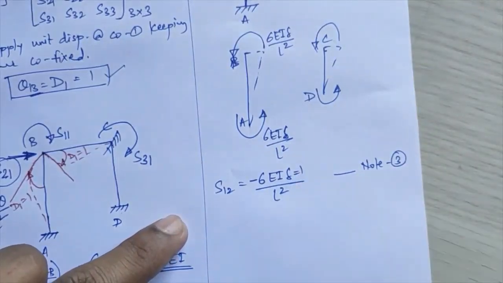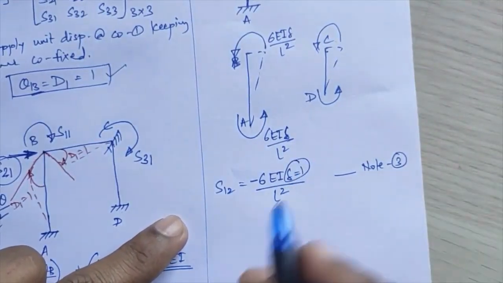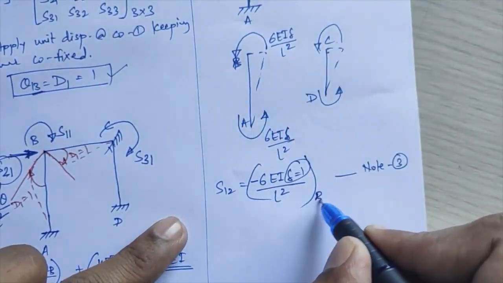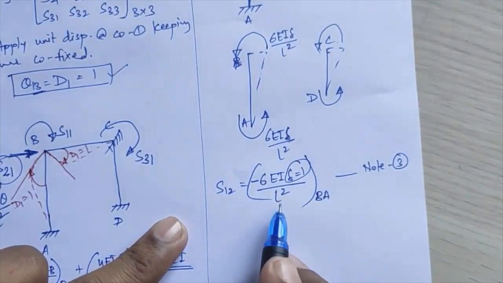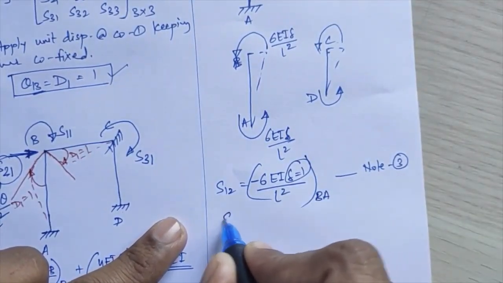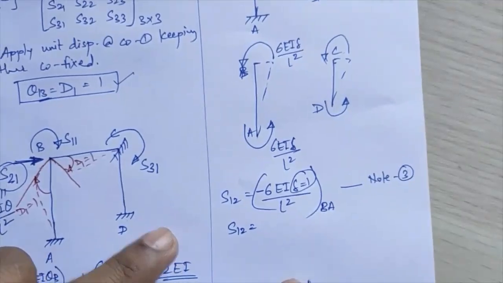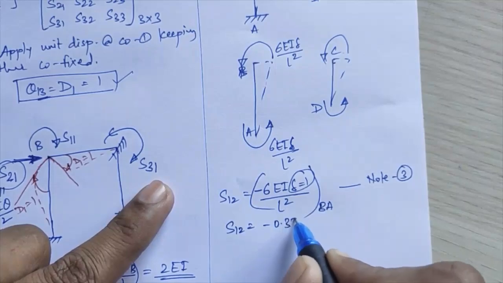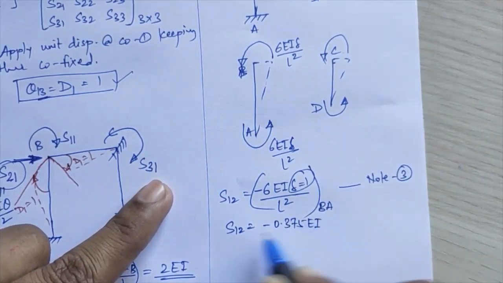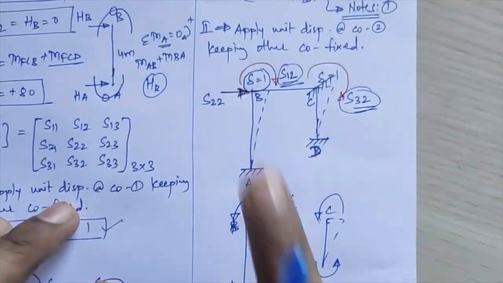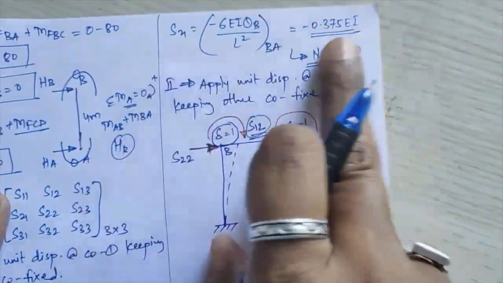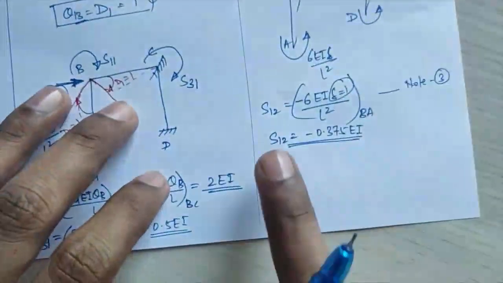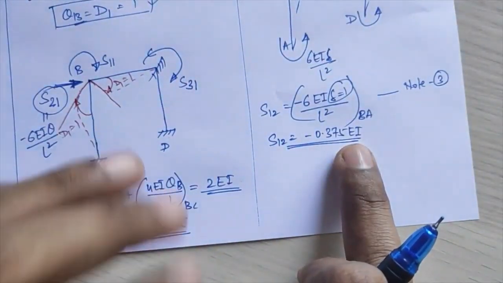Whereas this delta will be here equal to 1. So if you substitute this, that will be for which member? That will be for member BA. Substituting this L square, I am getting S of 1 2 as minus 0.375 EI. You have to check whether you are getting S of 1 2 equal or not, that is in your first case. Same I am getting, S of 1 2 is 0.375 negative. Here also I am getting 0.375 negative.